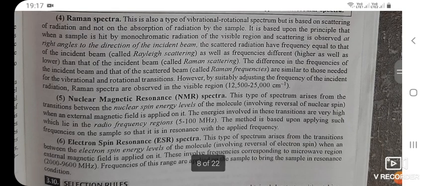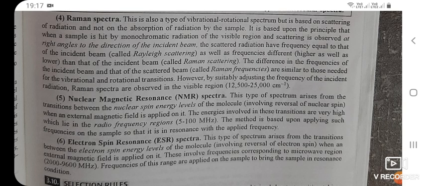Raman spectra. This is also a type of vibrational rotational spectrum but is based on scattering of radiation and not on the absorption of radiation by the sample. It is based upon the principle that when a sample is hit by monochromatic radiation of the visible region and scattering is observed at right angles to the direction of the incident beam, the scattered radiation have frequency equal to that of the incident beam, called Rayleigh scattering, as well as frequencies different, higher as well as lower than that of the incident beam, called Raman scattering.